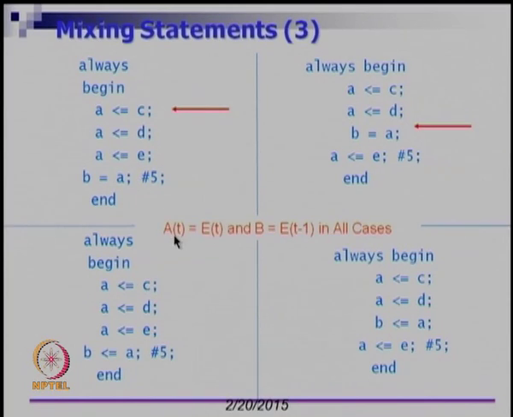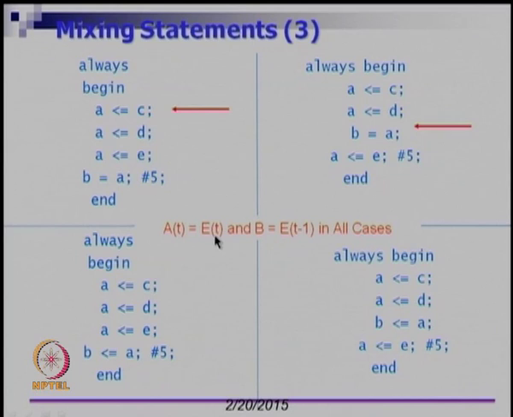So, A of t will become E of t and B will become E of t minus 1 in all cases, because B is copying A and A is copying E. So, B will be lagging behind A in one step. So, A of t will be E of t, whatever the current value of E is, you will get it immediately to A, but B is copying the current value of A, which means it is the previous value of A.